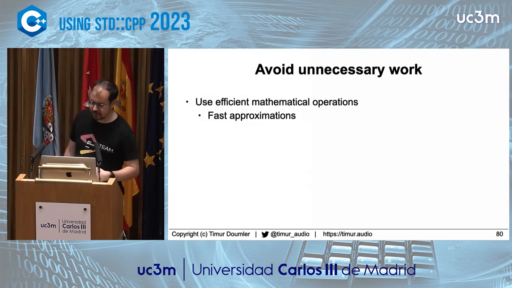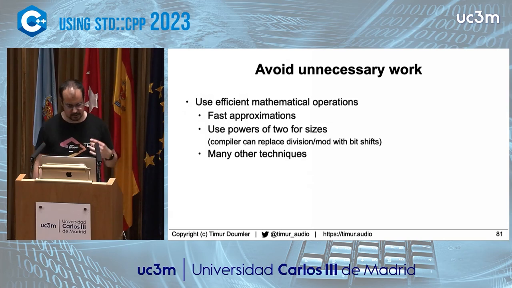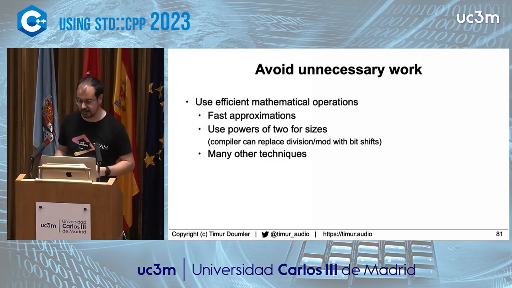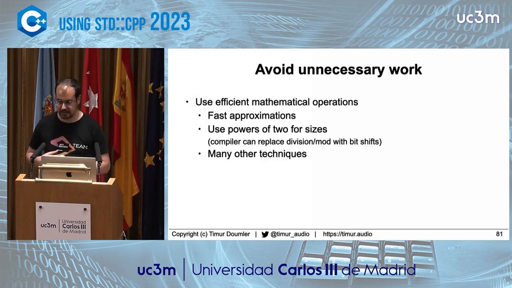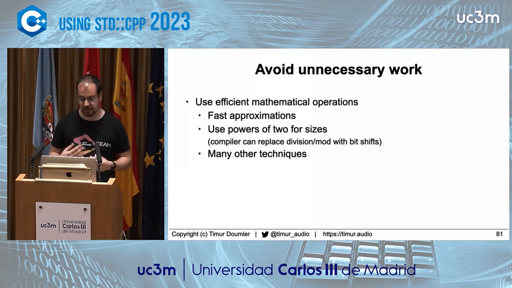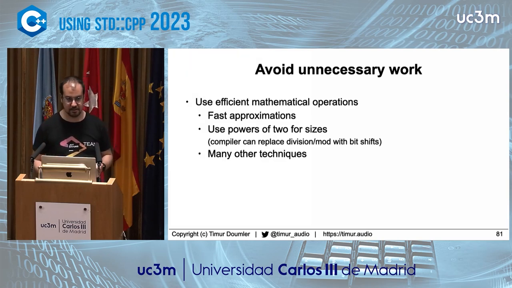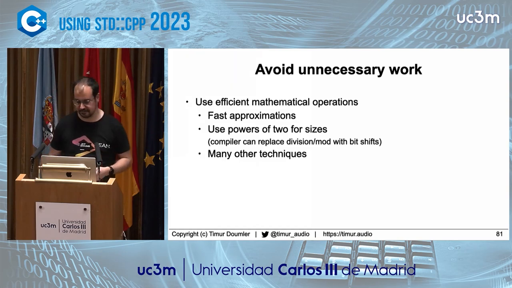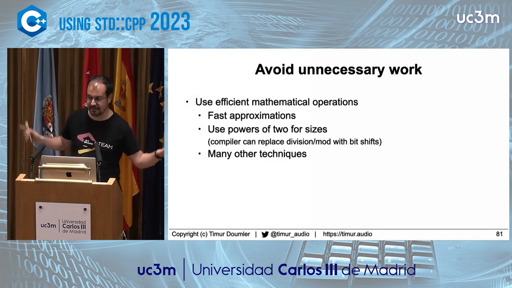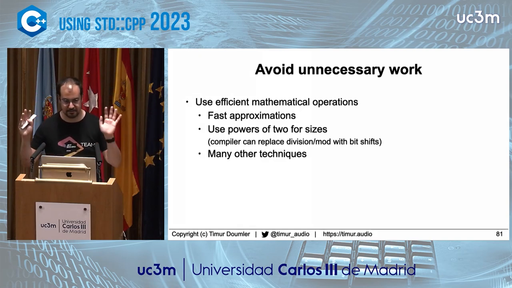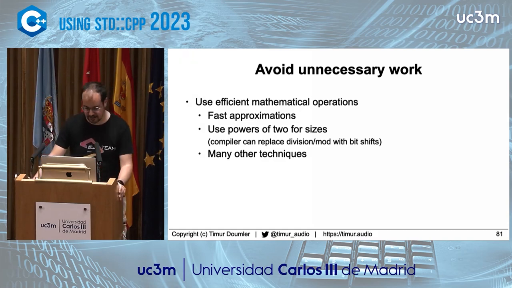So, fast approximations. Another classic is using powers of two for sizes and similar things, because then the compiler can replace things like division or mod, which are very slow, with bit shifts. And you can get a 100x speedup in certain cases just by doing that, right? And there are many, many other techniques. Many people who are much smarter than me have done lots of talks about this, so you can go and watch them.